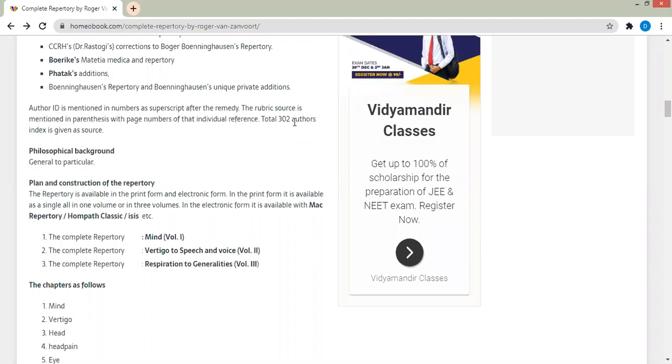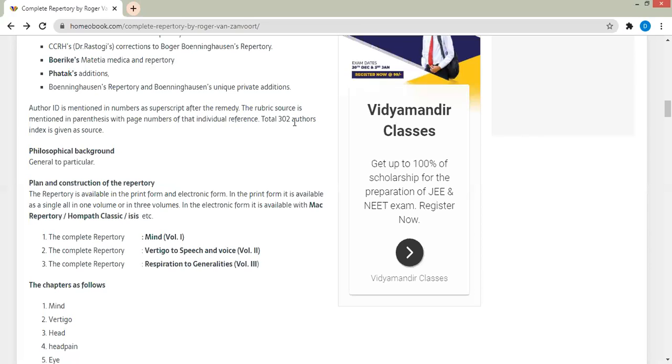In the second volume of the Complete Repertory, the symptoms related to physical generals were given, especially vertigo to speech and voice. And in the third volume, the symptoms related to respiration to generalities were given.